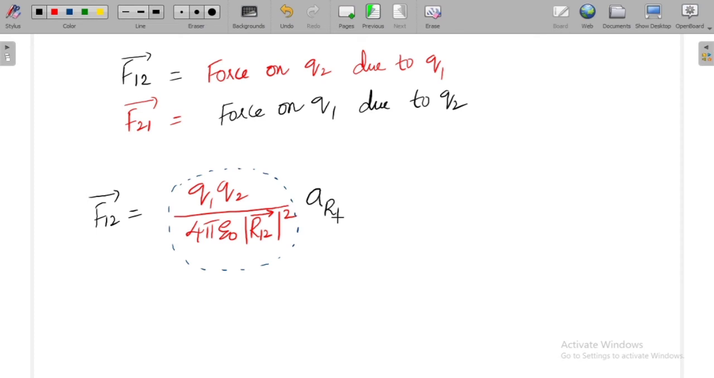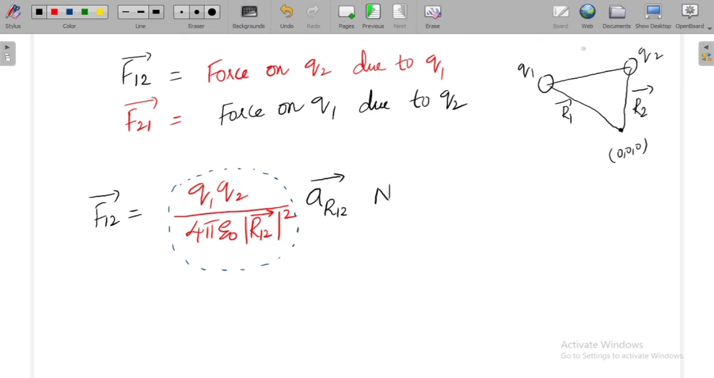So AR12 bar. Okay, so what is AR12 bar? It is a unit vector directed from Q1 to Q2. So for example, if this is Q1 and this is Q2, and this is the origin, this distance we consider as R1 bar, and this distance as R2 bar, and now this is R12 or R21, whatever it may be.